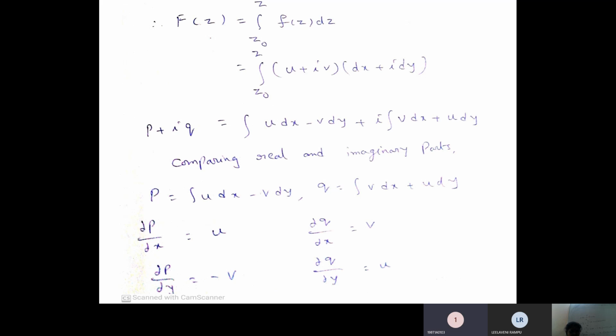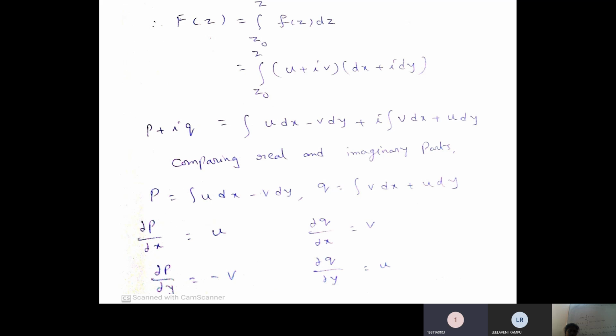Now, dou P by dou x. We are differentiating with respect to x. So dou P by dou x equals u, since differentiation and integration cancel out and u remains. Dou P by dou y equals minus v. Dou Q by dou x equals v, since integration and differentiation cancel out and v remains. And dou Q by dou y equals u.